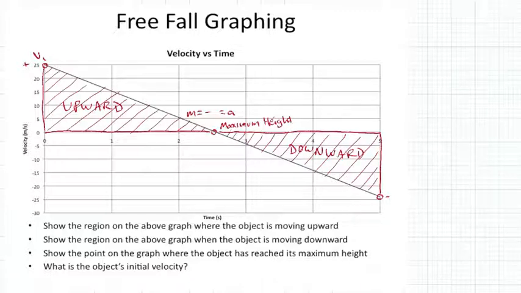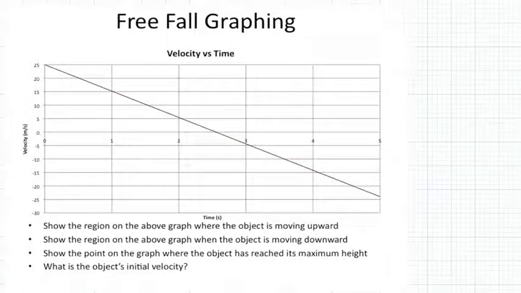So upward and downward. And of course right here, like we said before, the maximum height is indicated by a 0 velocity. So what's the object's initial velocity? It's this right here. At 0 time, the velocity is 25 meters per second. And as it's thrown up, gravity makes it less and less until it eventually comes back down. So that's kind of the starting of our free fall graphing right here. Let's go on to the next slide.